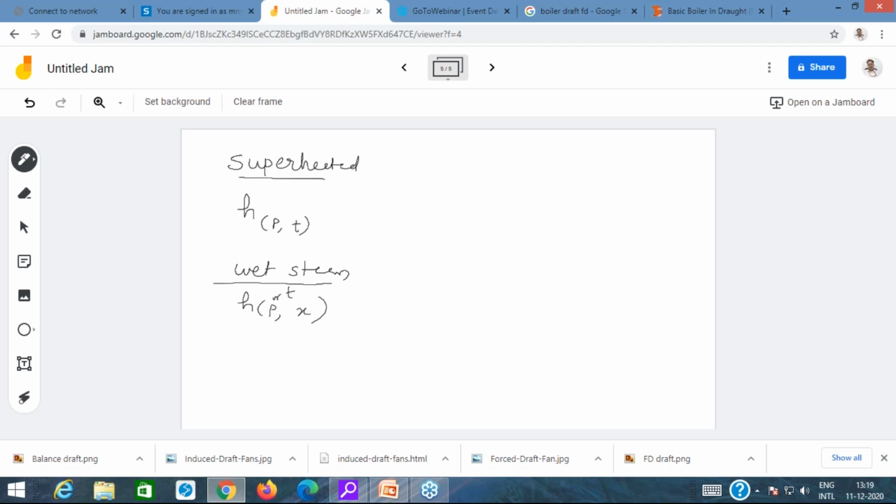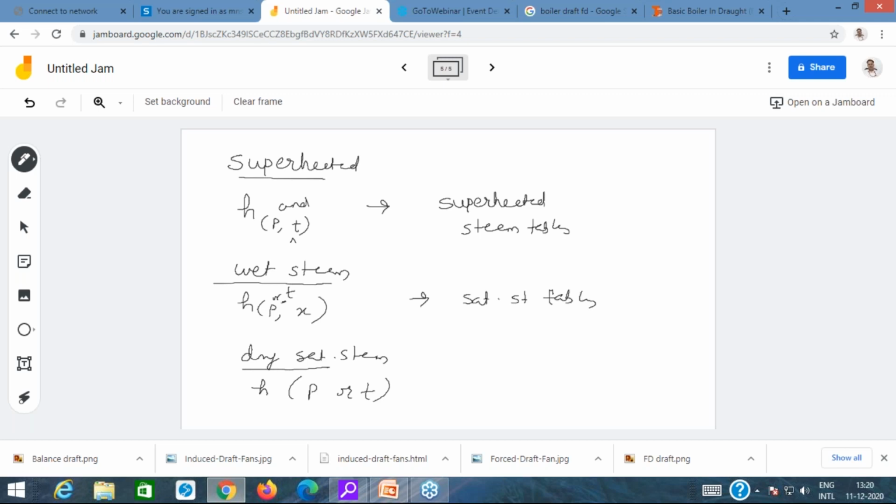And if it is the dry saturated steam, then for finding enthalpy, you need to know the pressure or temperature, not and. Here also it is or, but here it is and. So in this case, you need to use the superheated steam tables. In this case, you need to use the saturated steam tables.